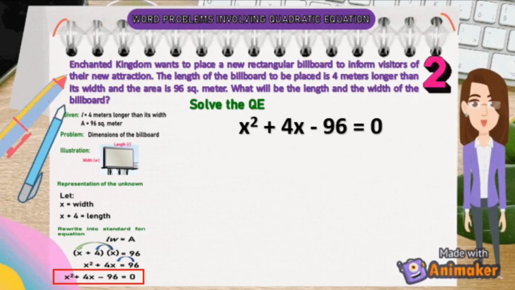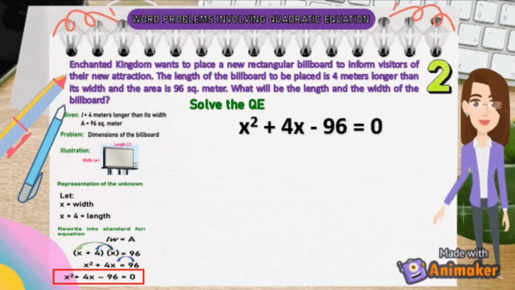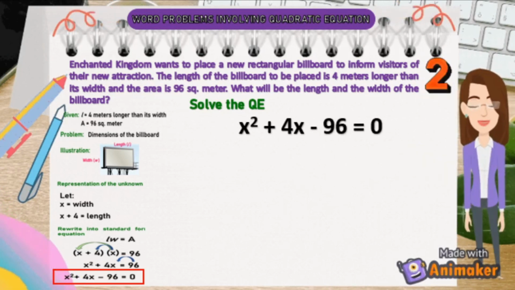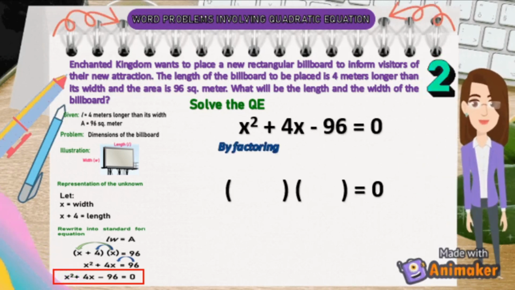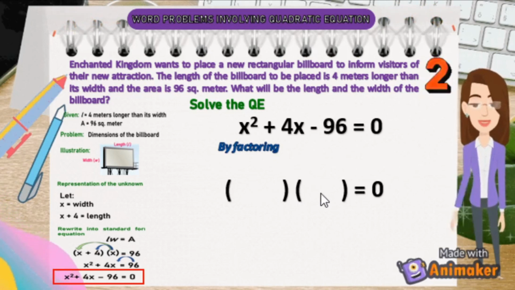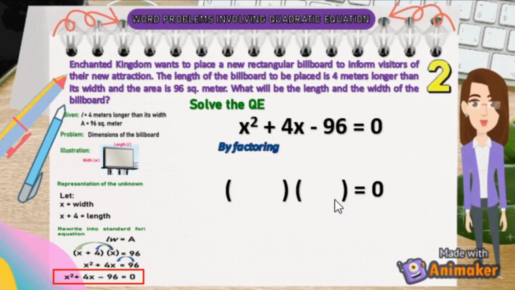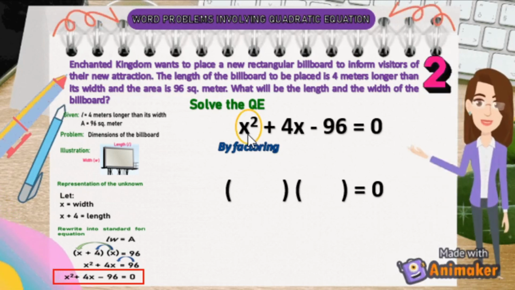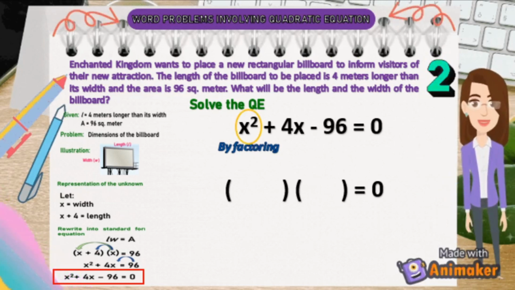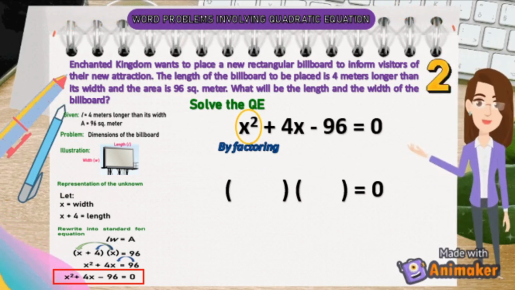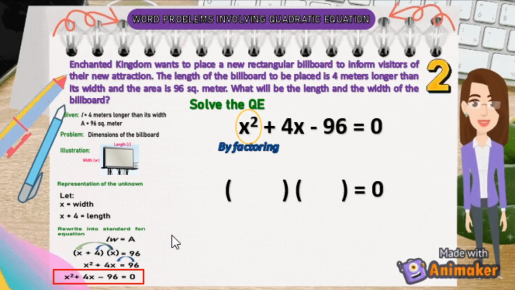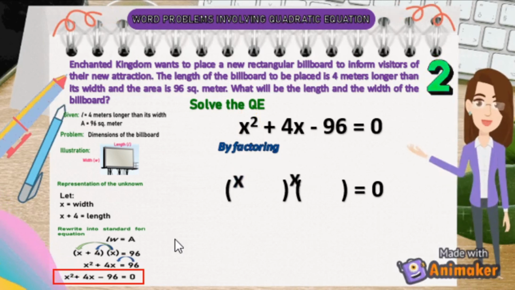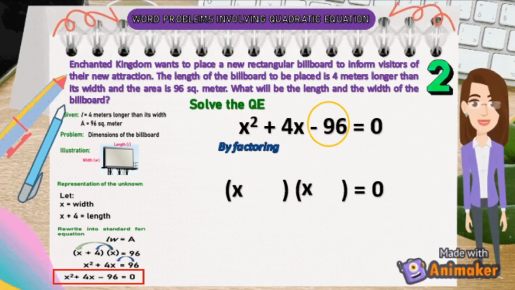No? Since x squared plus 4x minus 96 is equal to 0 is also factorable, so we can factor it out. So, magkakaroon ulit tayo ng dalawang binomials. Nakukuha natin yung mga terms na dapat na nandyan. So, tingnan natin ang first term natin, which is yung x squared. Ano ba yung factor ng x squared? X times x. And then, tingnan naman natin yung last term, which is negative 96.